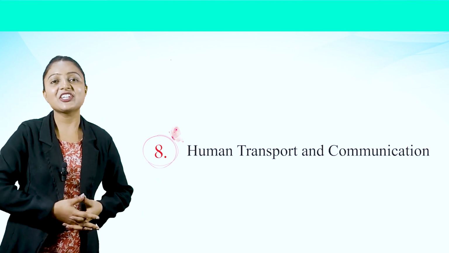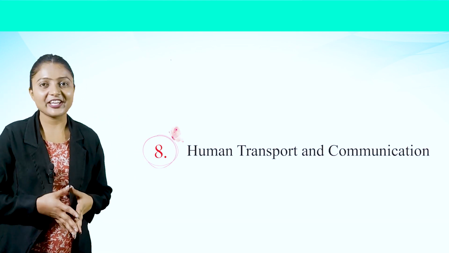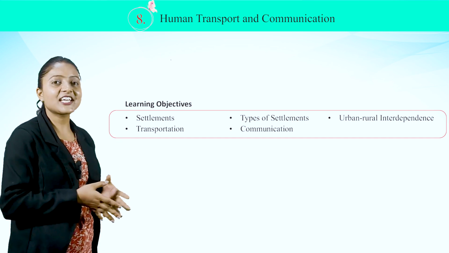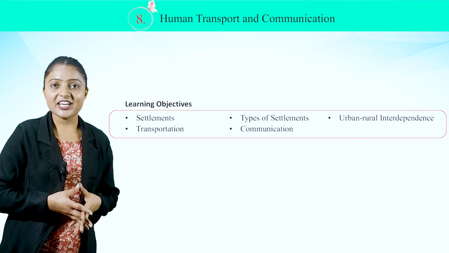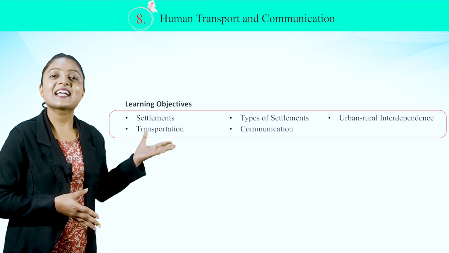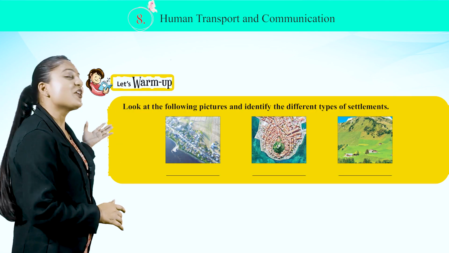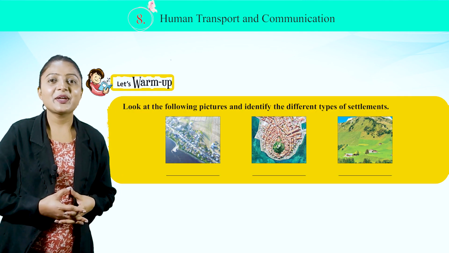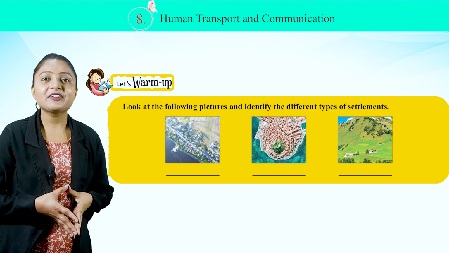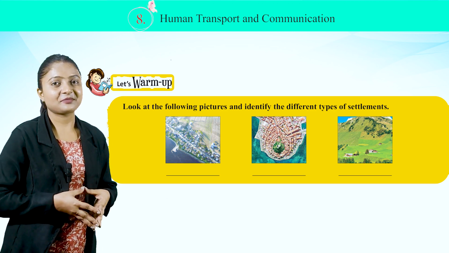Today we are going to start chapter 8 of our book, which is Human Transport and Communication. Learning objectives: settlements, transportation, types of settlements, communication, urban-rural, independence. Let's warm up. Look at the following pictures and identify the different types of settlements.